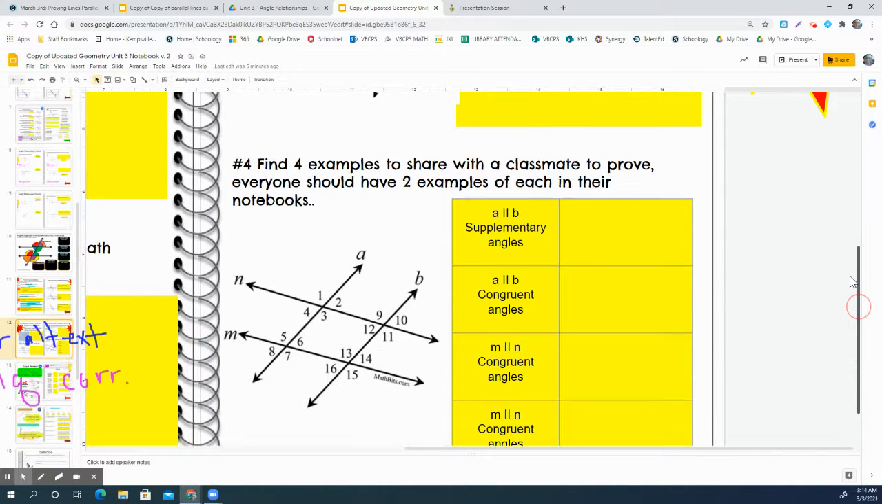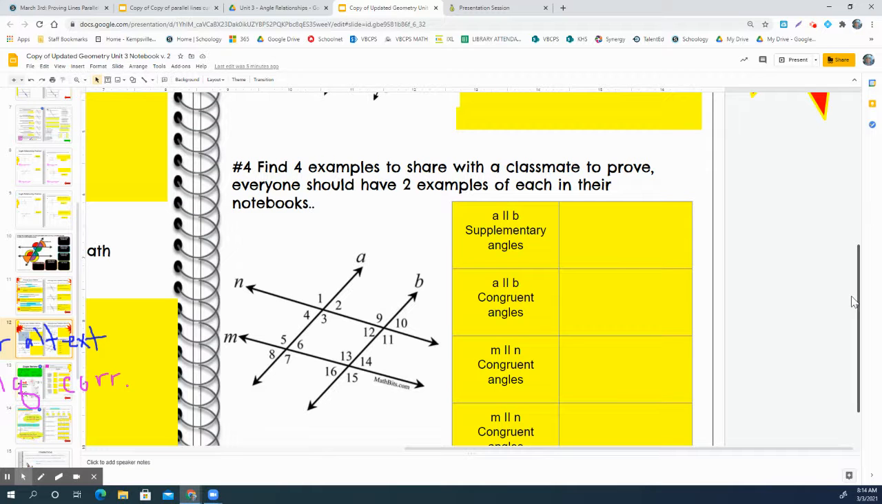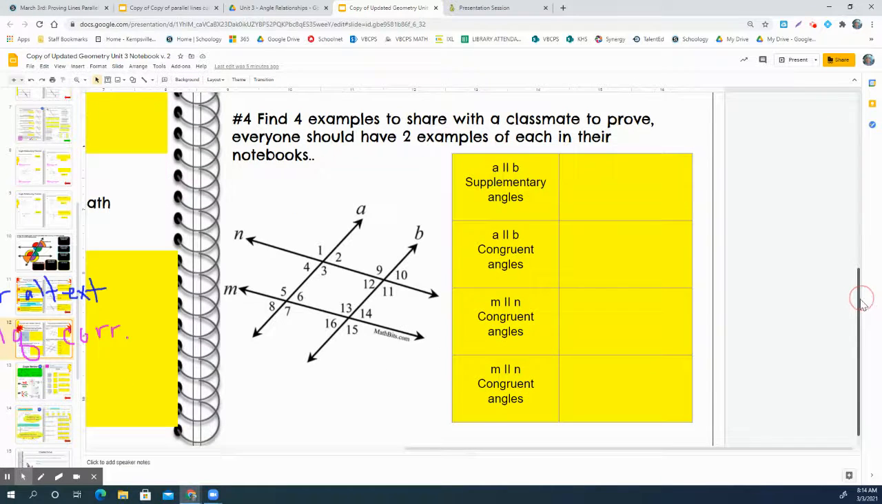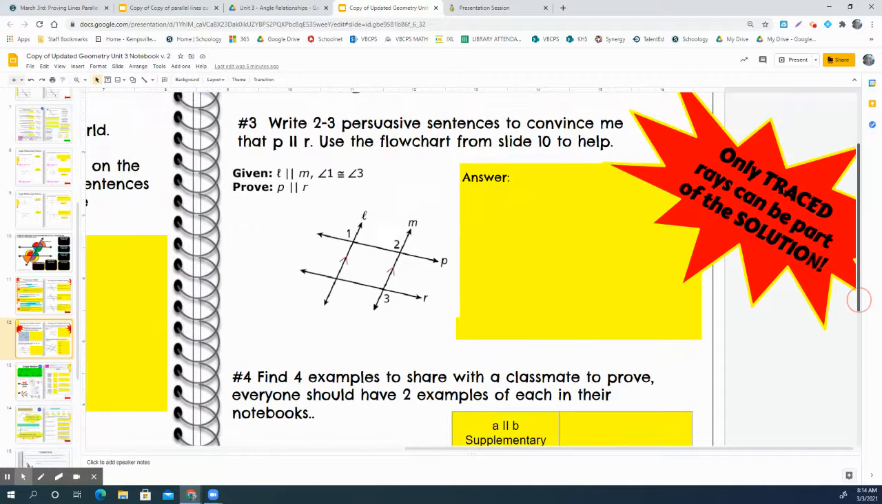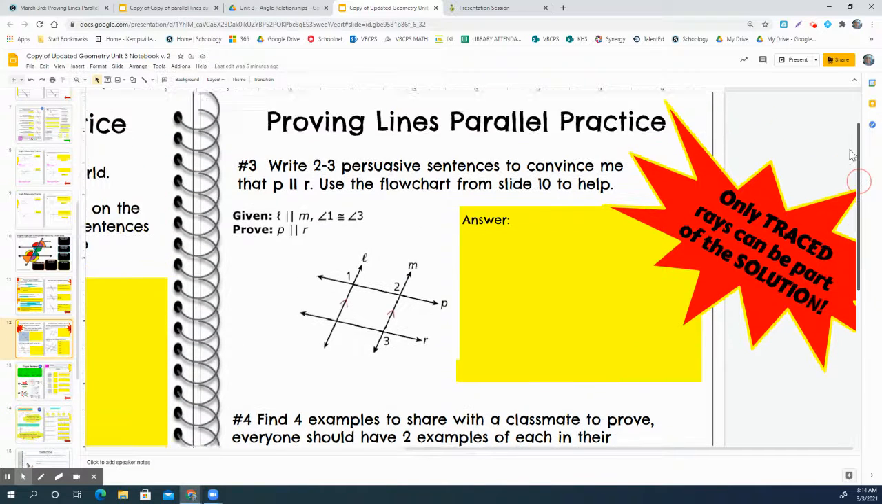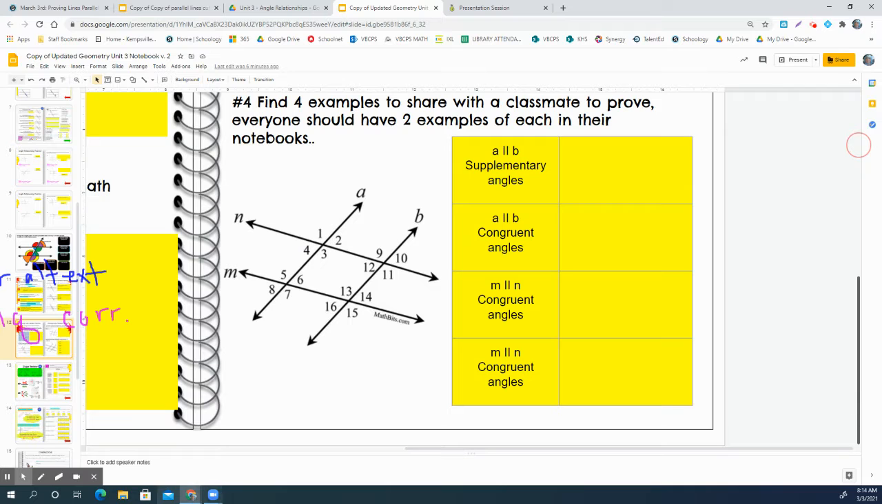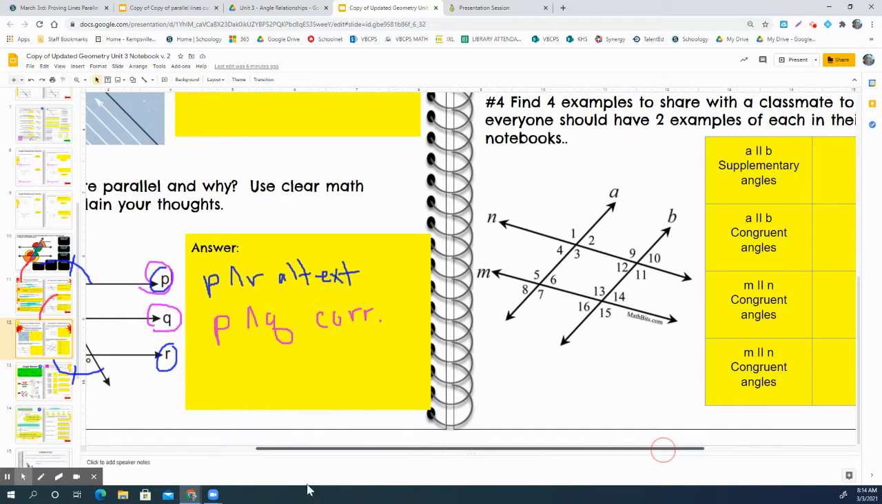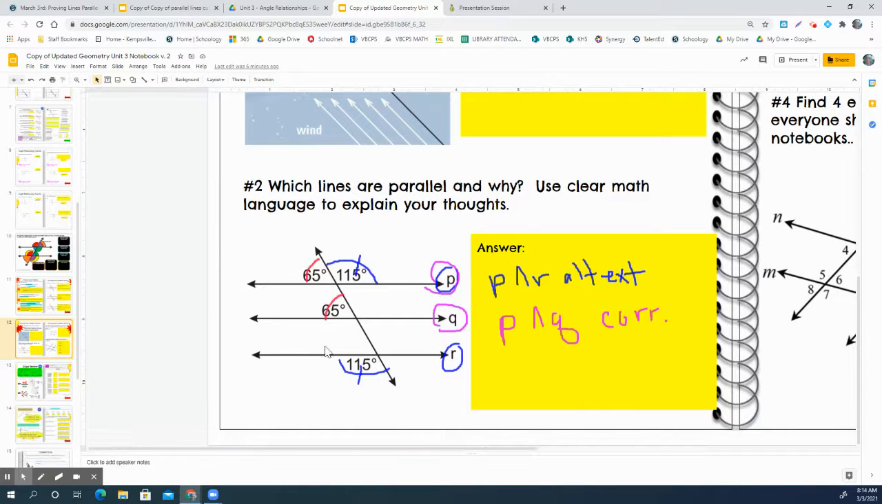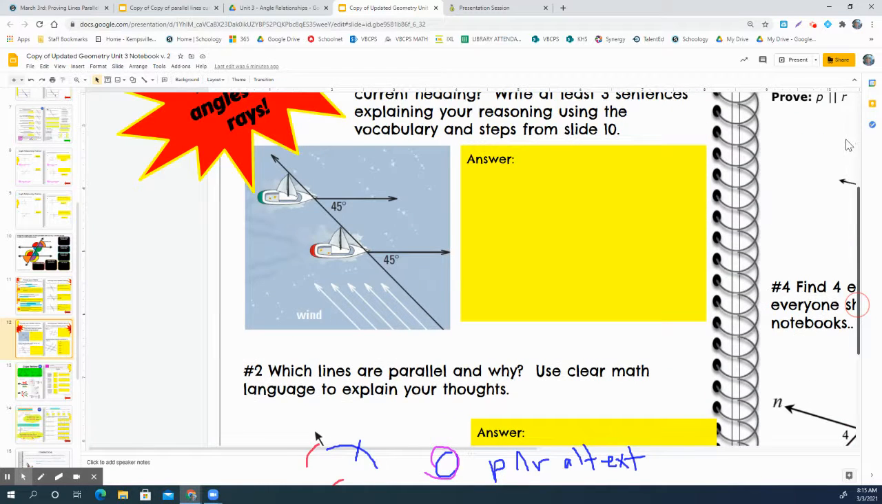What? Oh, no. Thank you. What? For this one? The one below? This one? The first one, the boats?